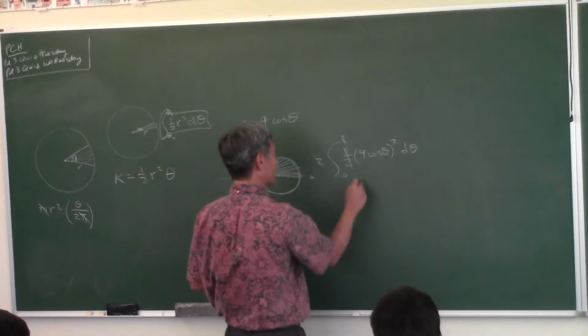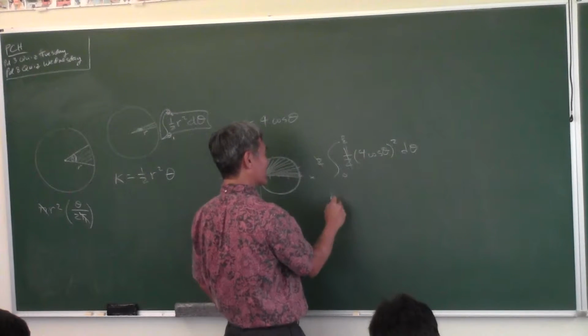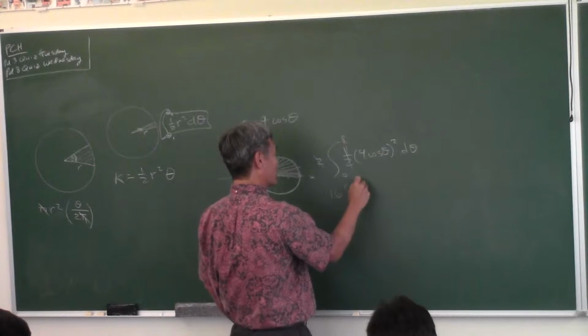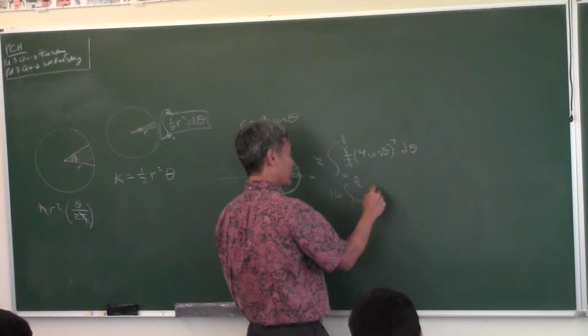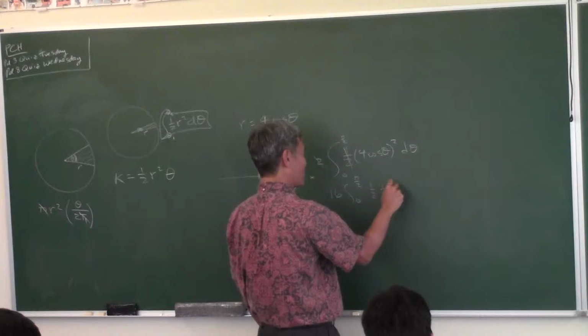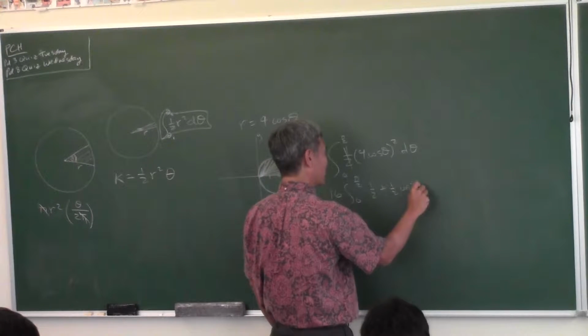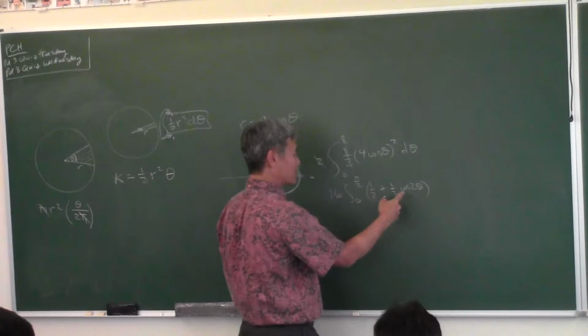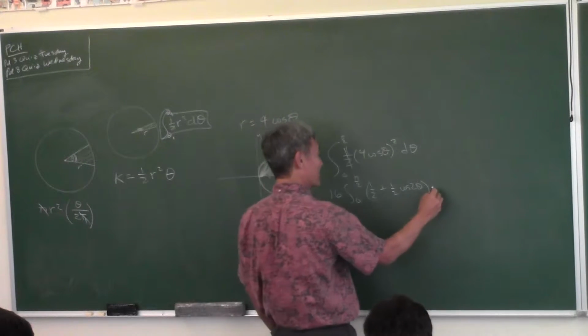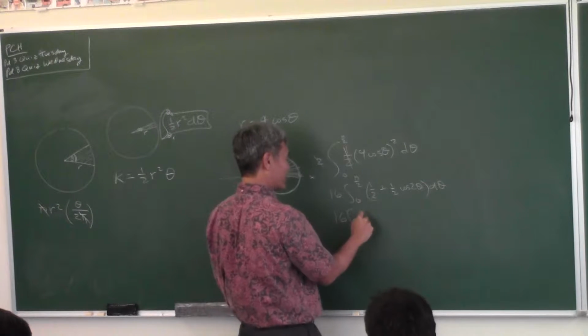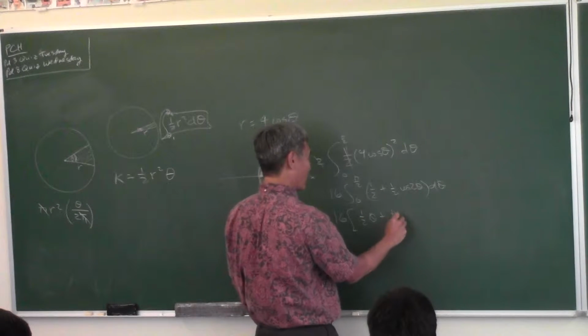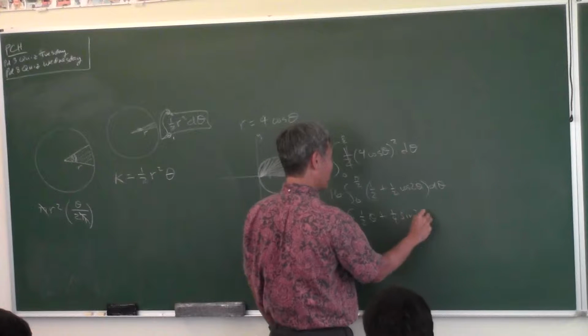Well, this 2 cancels the 1/2, and what happens when you square this? You get a 16. And what's the only way in the whole world to integrate cosine squared? Identity. 1/2 plus 1/2 cosine 2 theta. Or you could have just gone 1 plus cosine 2 theta over 2 and bring the 2 out here. But whatever. 16. So the antiderivative is 1/2 theta plus 1/4 sine 2 theta.